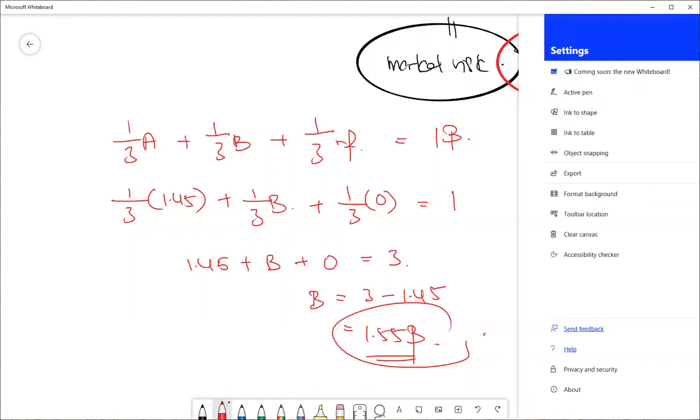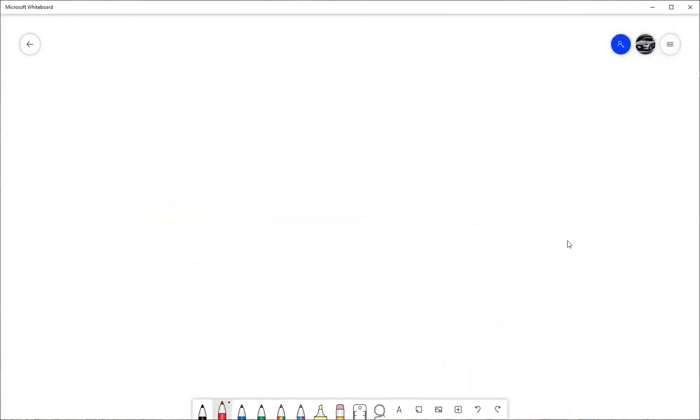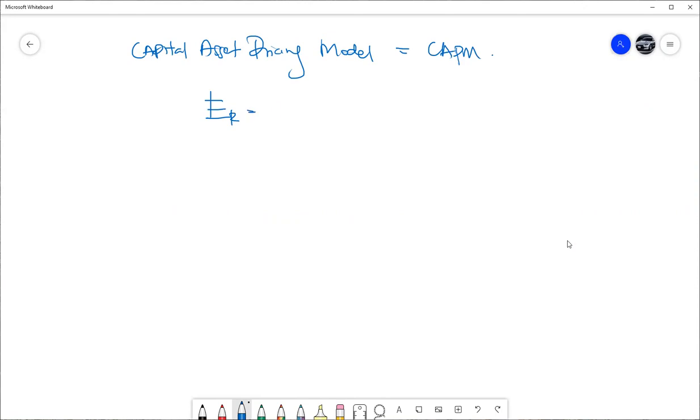All right. So the next thing that I'll introduce to you today, and the final thing today, is called the capital asset pricing model, or the CAPM model. The formula for this CAPM model is this: expected return is equals to risk-free plus beta times expected return of the market minus risk-free. This is the formula.